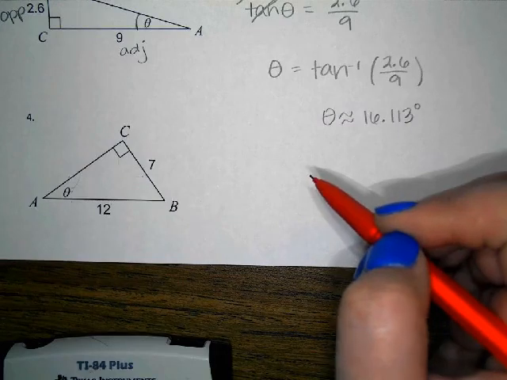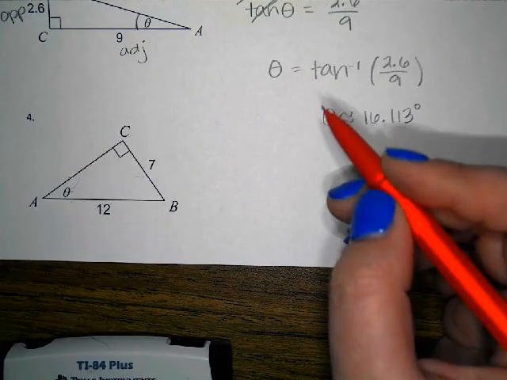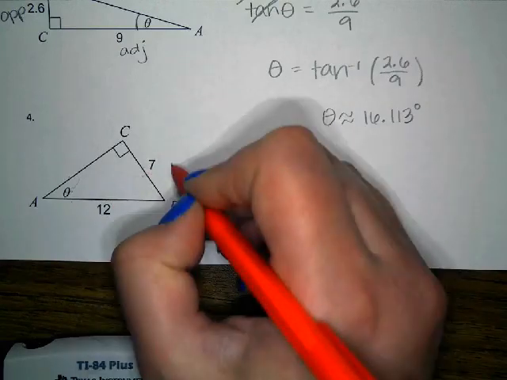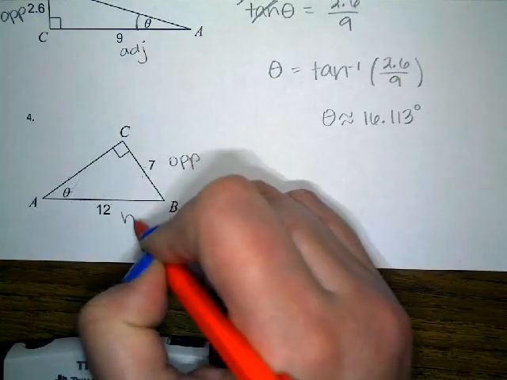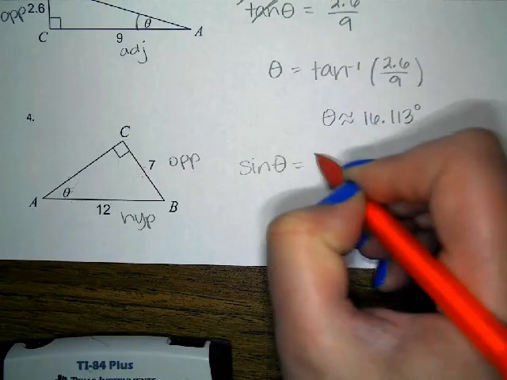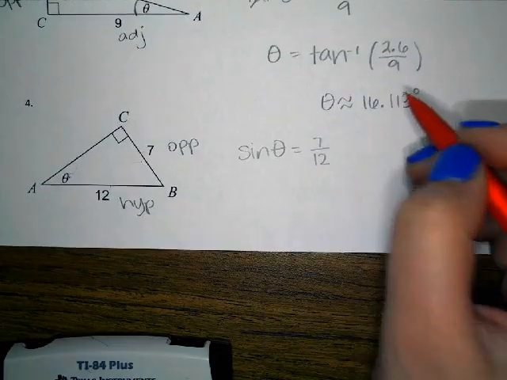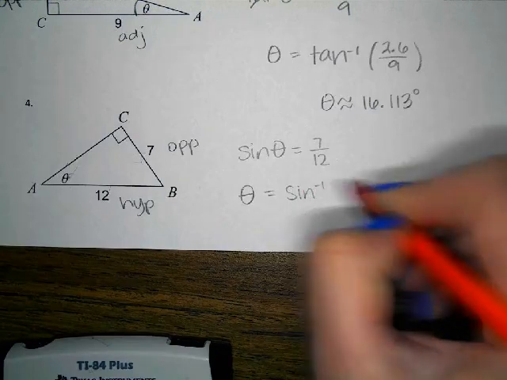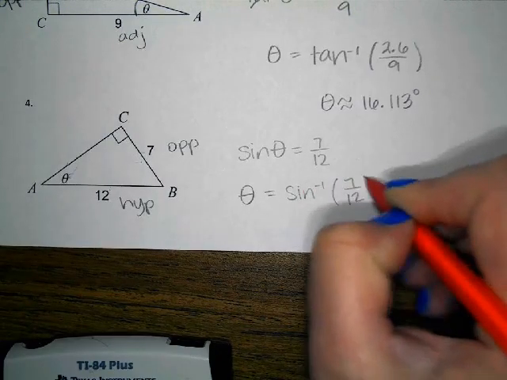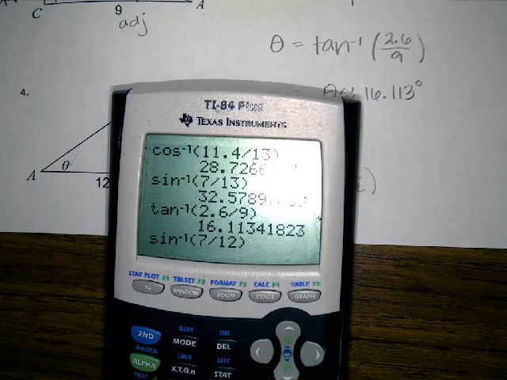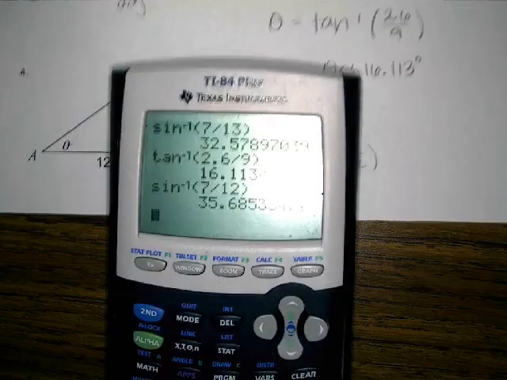What trig function did you guys use? Sine. So we've got opposite and hypotenuse. So sine theta is 7 over 12. And what did you guys type into your calculator? Sine inverse of 7 over 12. Did you get all finished? Yeah. Okay. And we got 35.685.